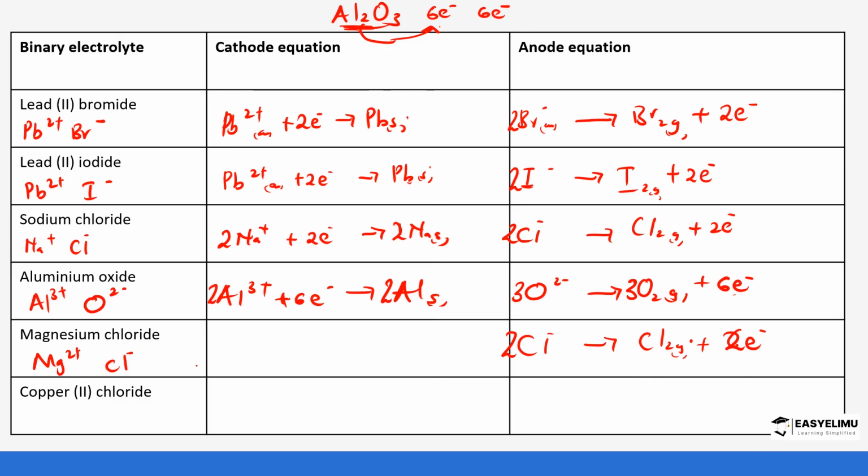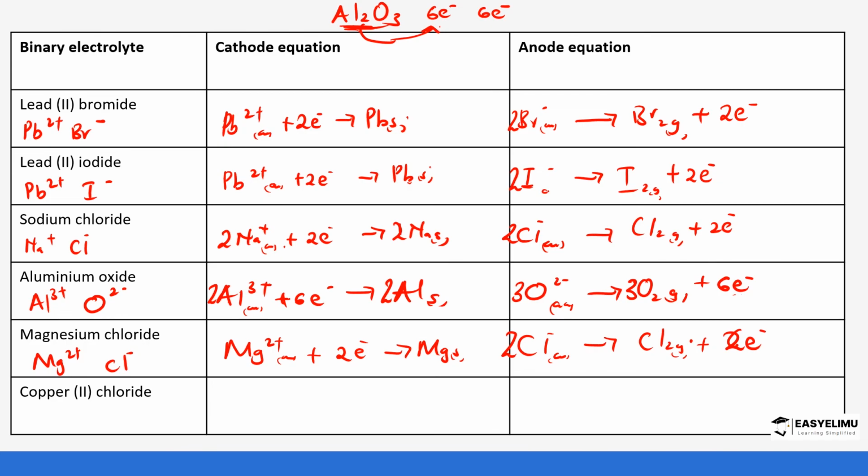And then now these 2 electrons migrate to the cathode where magnesium ions gain those 2 electrons to form magnesium solid. And I noticed I've not been putting the state symbols. Make sure you put the state symbols well. They need to be there for you to get the full marks.